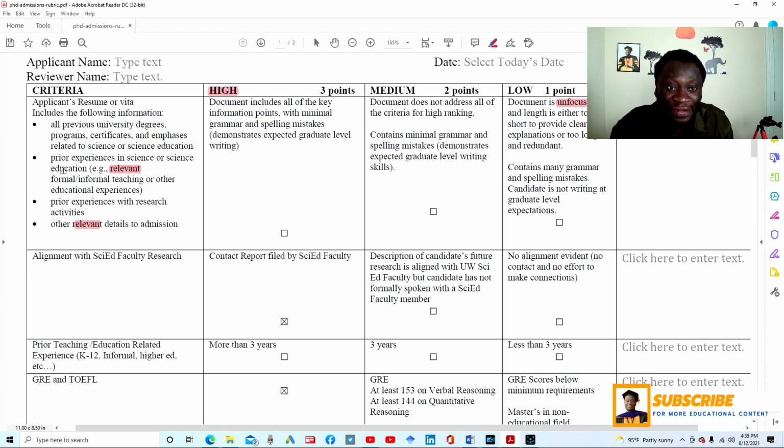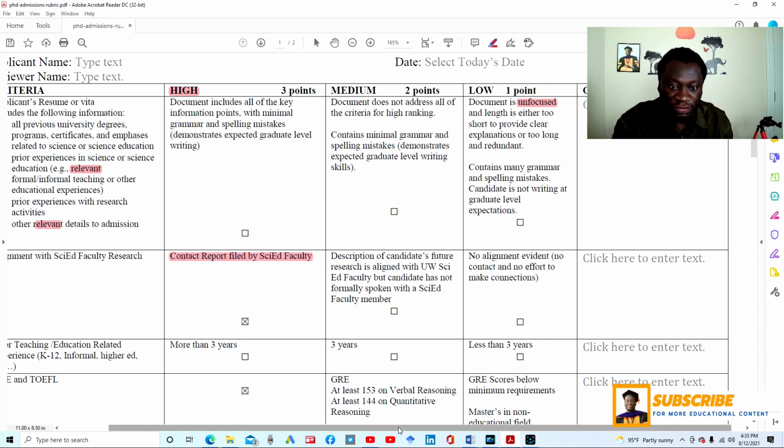Now, you can see here, before you can score high on this criteria, you can see that contact report filed by science education faculty.